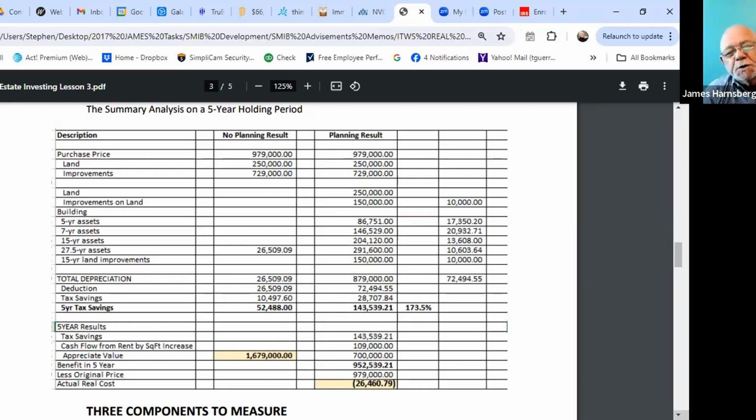Straight line depreciation is an exception to the rule of recapture, in which case we don't have to recapture. And look what I'm getting. I'm getting 3x more per year in depreciation for the same asset. I'm just modeling it in a different way. If I did nothing, I get 26,509 annual depreciation.